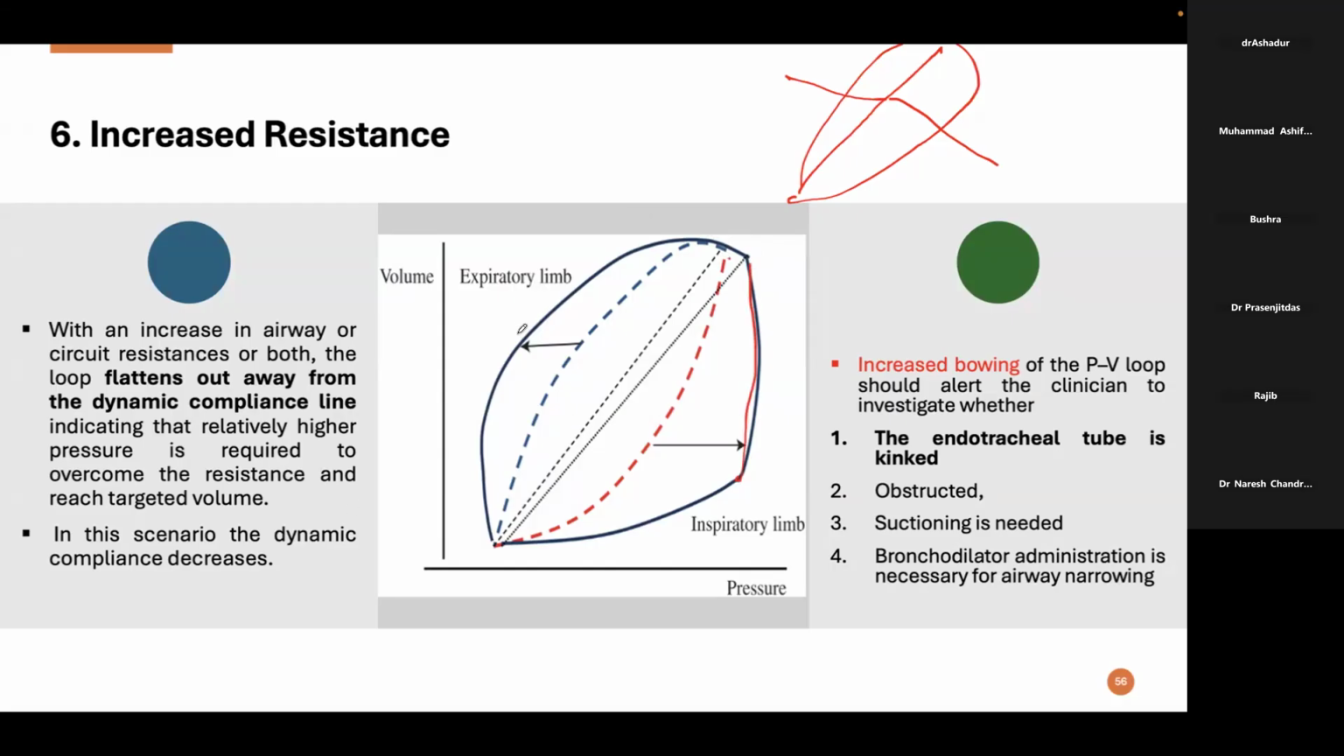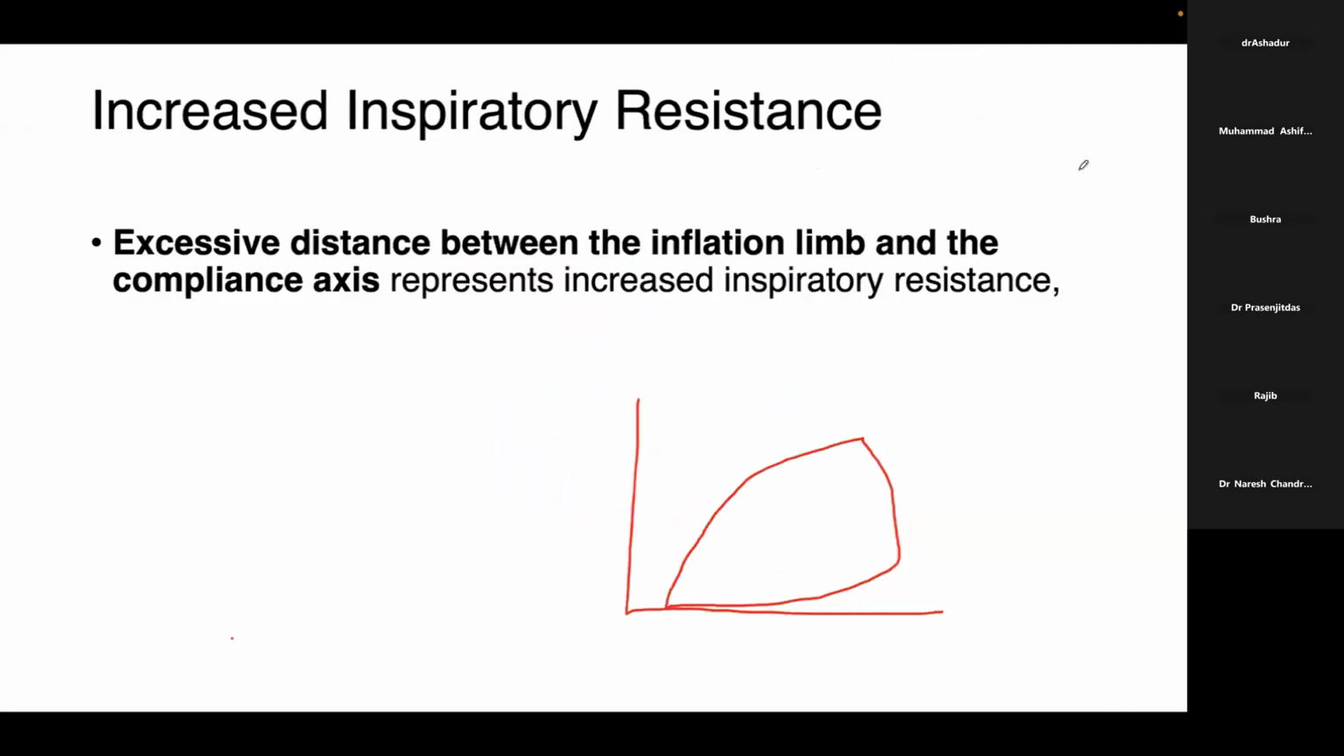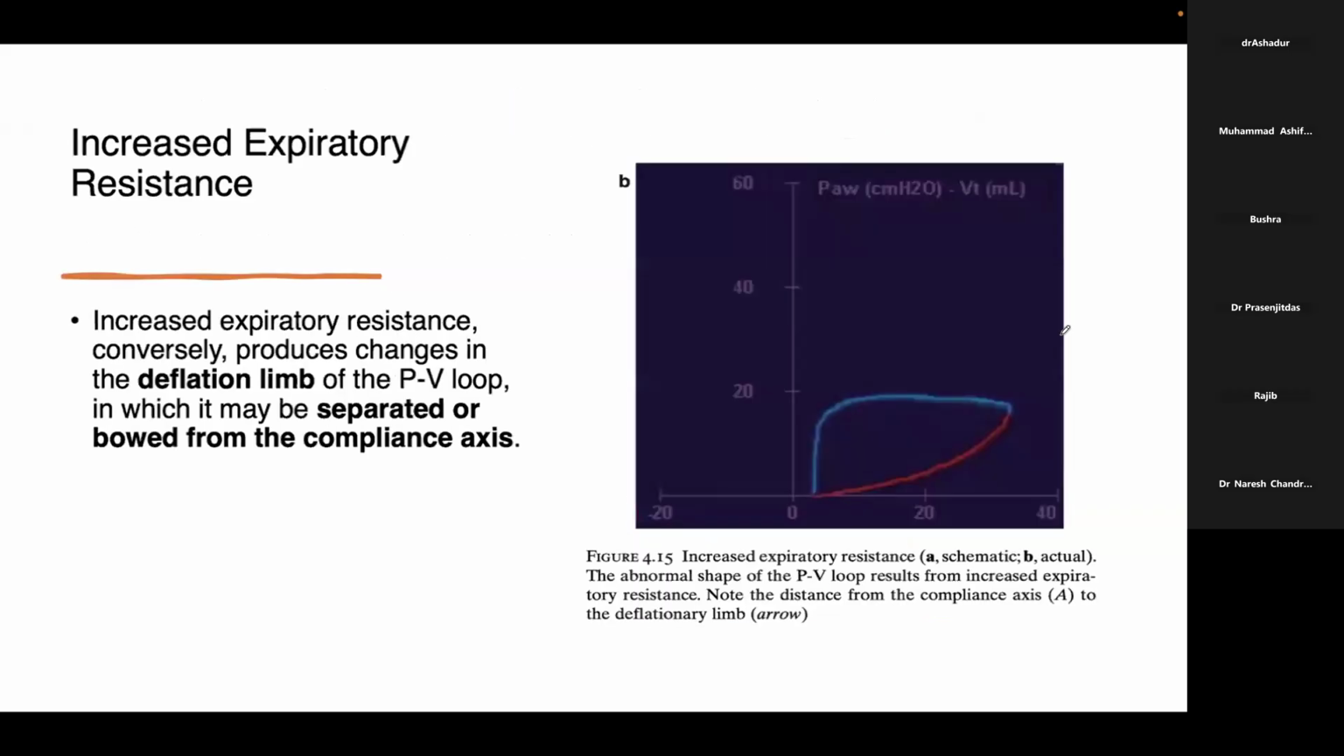Why is that happening? There could be many causes, like the endotracheal tube could be kinked, obstructed, probably suction is needed, probably bronchodilators will help. So all those things will depend on the pathophysiology of the patient, the state of the patient. So those things will be decided. But if we find something sort of a bowing, then we can know that yes, probably the resistance is more either on the inspiratory side or on the expiratory side. So as I told you, bowing on the inspiratory side, increased inspiratory resistance. Bowing on the expiratory side, increased expiratory resistance.